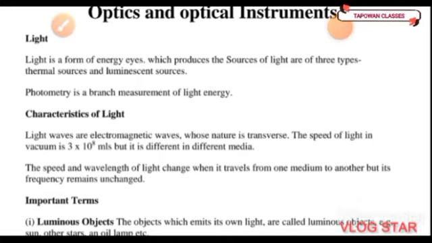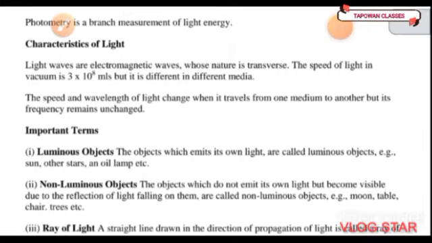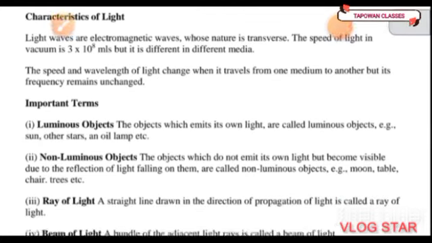Here are some characteristics of light. Light waves are electromagnetic waves whose nature is transverse, and the speed of light in a vacuum, as we know from standard 7, is 3 × 10^8 meters per second, but it is different in different media. The reason is that whenever light moves, its characteristics like wavelength change, and when the wavelength of light changes, the speed of light also changes.